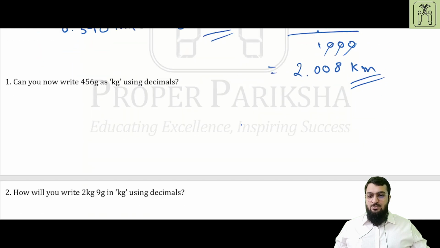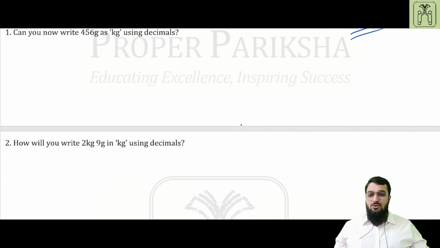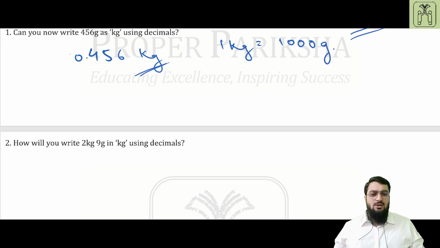Coming to the next question. Can you write 456 gram as kilogram using decimals? So this question is also the same, everything is same. So I will not be showing the steps again. Just follow the previous steps and the answer will be 0.456 kg, because 1 kg is equal to 1000 grams.